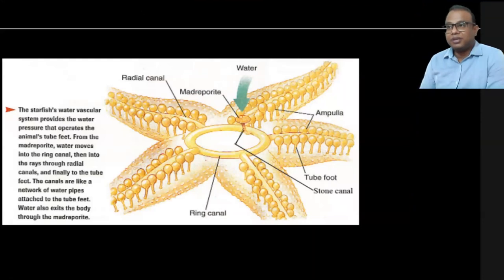Are you able to see? Those canals which are radiating into the arms of the starfish are called radial canals. They are what canals? Radial canals. So from the ring canal, you have radial canals radiating into the five arms. And from this radial canal, you have horizontal canals. You can't see them here.